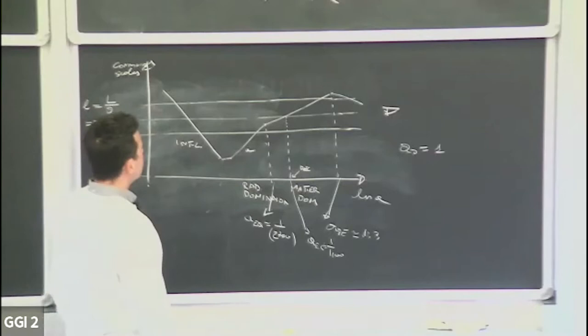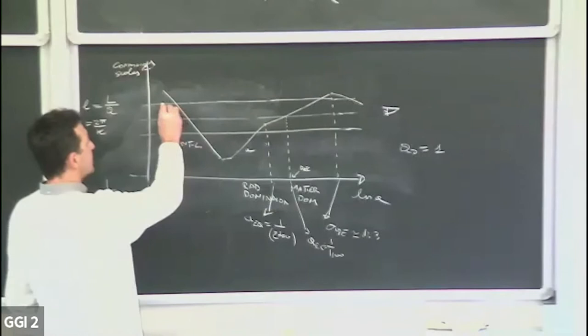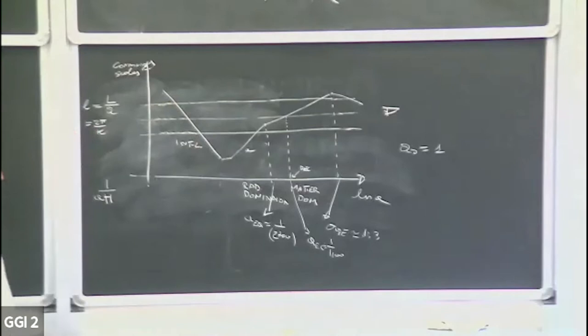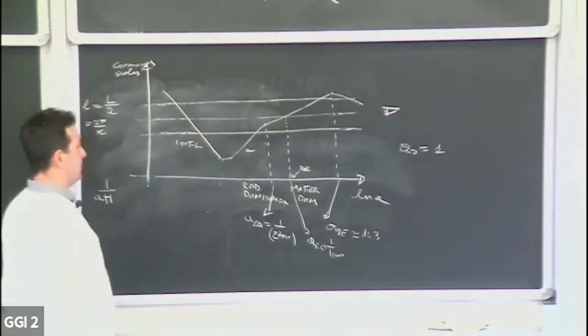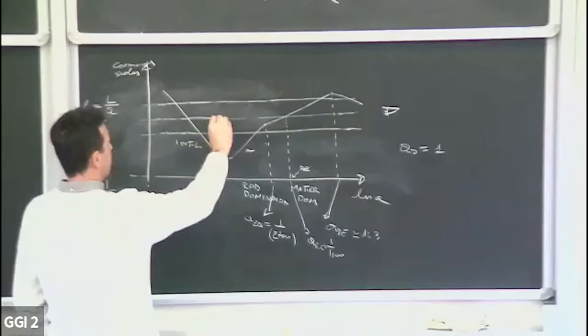And maybe we can start to understand how we can learn something about those questions from this plot. First of all, as Marco explained, perturbations at these different scales were generated during inflation, and then the ratio between the scale and the horizon becomes larger than one. So basically, the scales go out of the horizon, and because of causality, they froze.